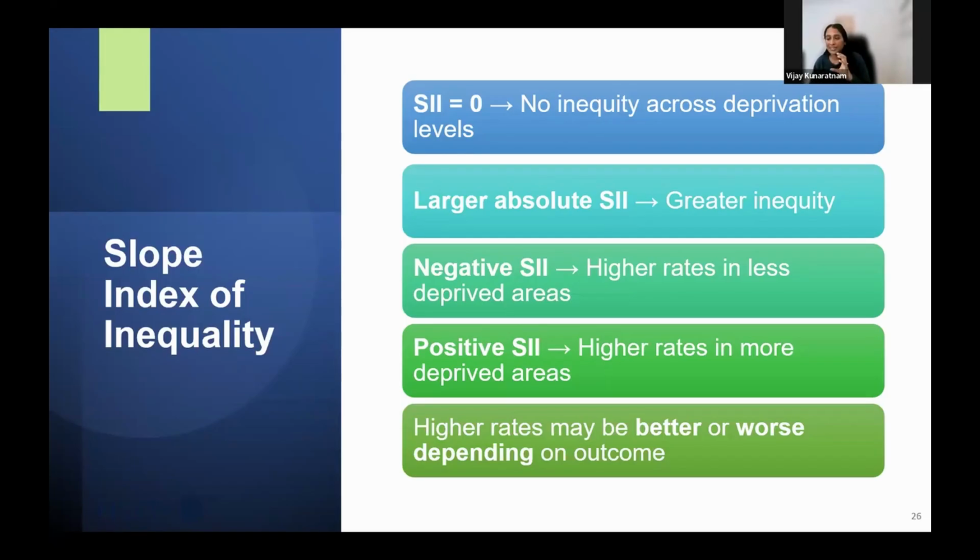And then moving on to what negative and positive SIIs are. A negative SII in our case means higher rates in less deprived areas, and a positive SII means higher rates in more deprived areas. A negative SII is what you're going to see for a lot of our cancer screening indicators. A lot of our OHTs will have negative SIIs, which means there is more cancer screening being done in less deprived neighborhoods. And again, just to reiterate, higher rates are going to be better or worse depending on the outcome that we're looking at.